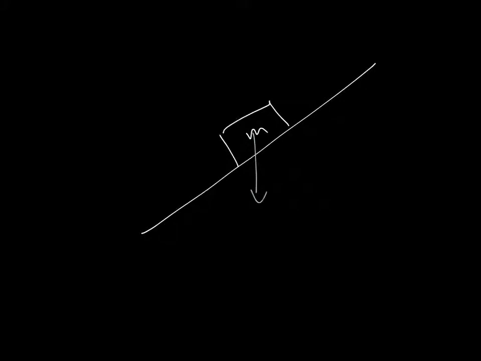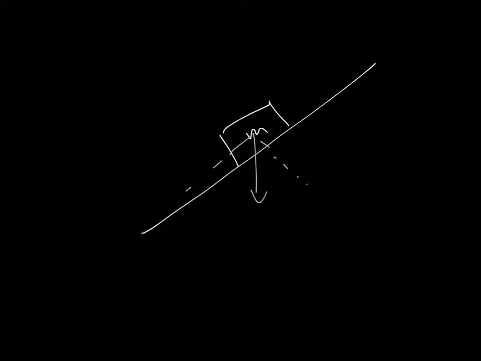So what if I have something like this? Here's my slope, and here's my box. Now in this case, the force of gravity, so the weight, points down. But the force is a vector. And what does this mean? Well, because it's a vector, it has components, right? So part of this force points this way, part of this force points this way. So now I can actually express this as a vector. So let's do this.